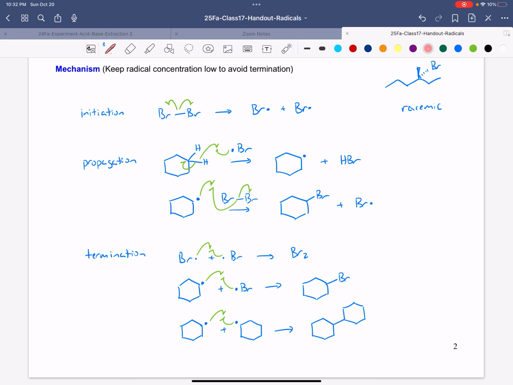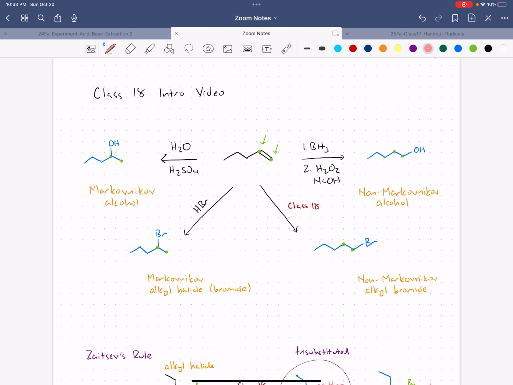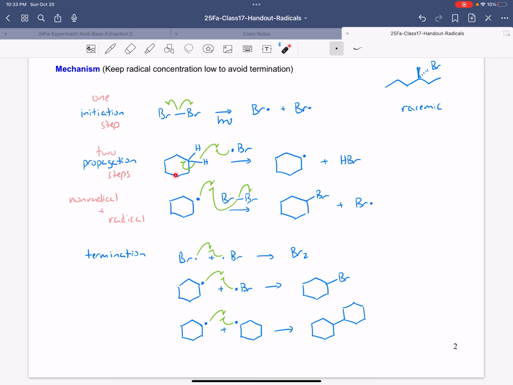Okay, the notes now. For the initiation, you need to put light or heat. And there's 1 initiation step. There are 2 propagation steps, and it's between a non-radical plus a radical. Take a look at what we have. Non-radical, radical, non-radical, radical. For the termination, there are 3 termination steps, and it's radical plus radical.